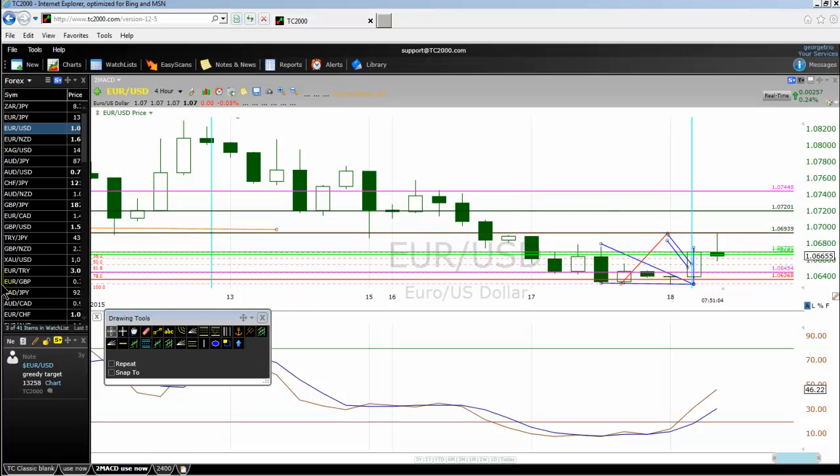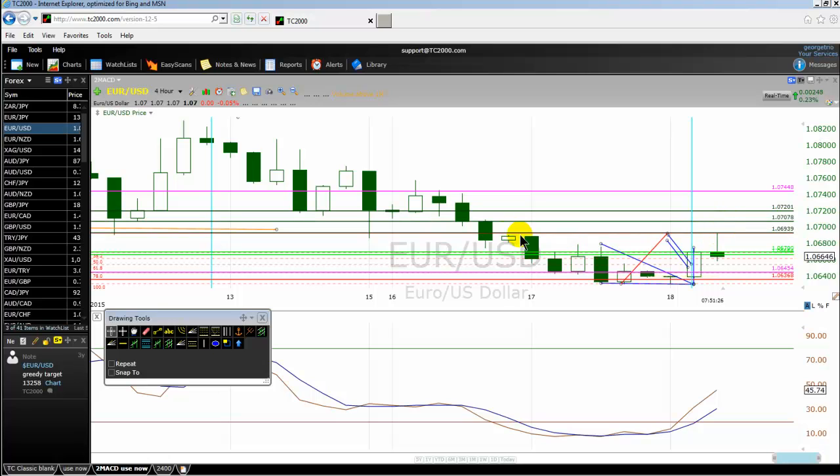So this is my minimum target, 10693. Minimum target. But I will not place a limit order to close it. So I'll keep my eyes on it. I'll have to close the trade myself. But I can set another greedy limit order somewhere up here.